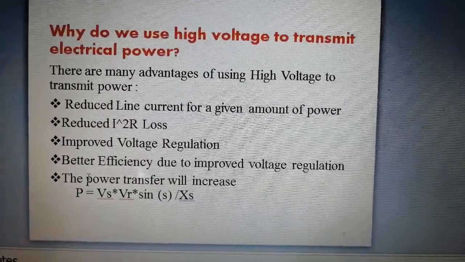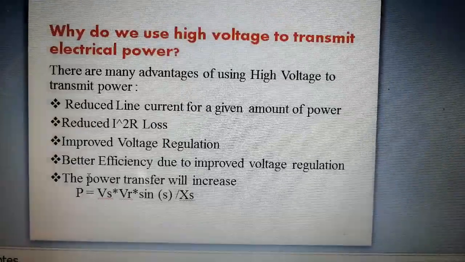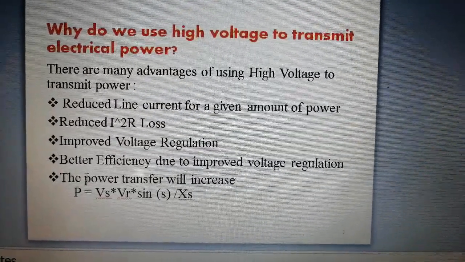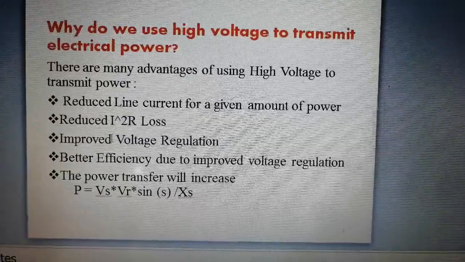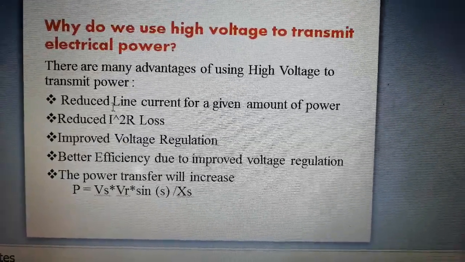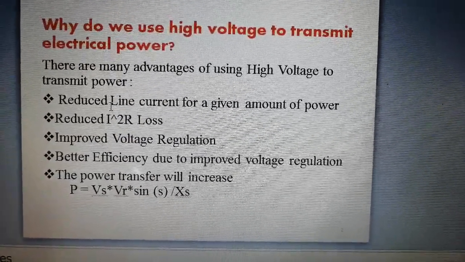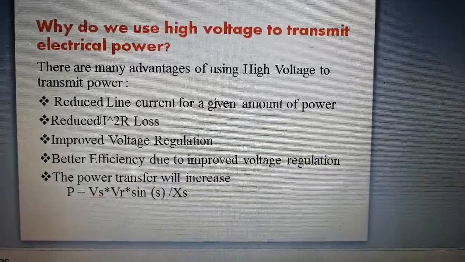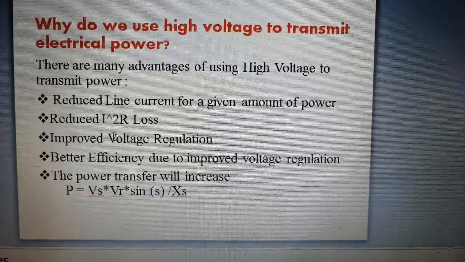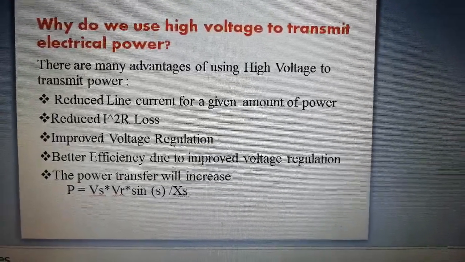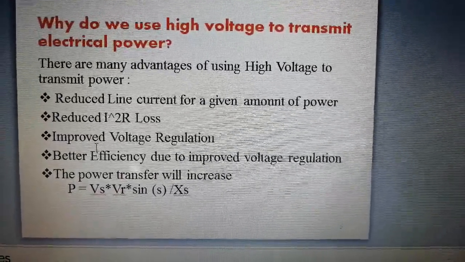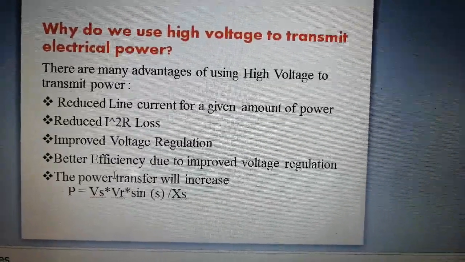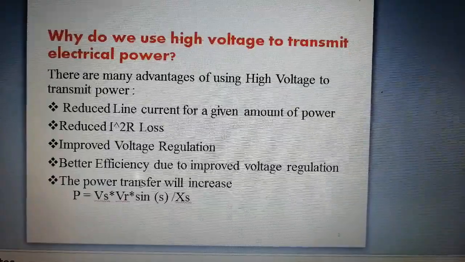Why do we use high voltage to transmit electrical power? There are many advantages of using high voltage to transmit power. The first one is when the voltage is higher, current becomes lower. Thus, the line current is reduced for a given amount of power. When the current is reduced, I square R loss is also reduced. Thus, the voltage regulation is improved, which could result in better efficiency. The power transfer will increase.